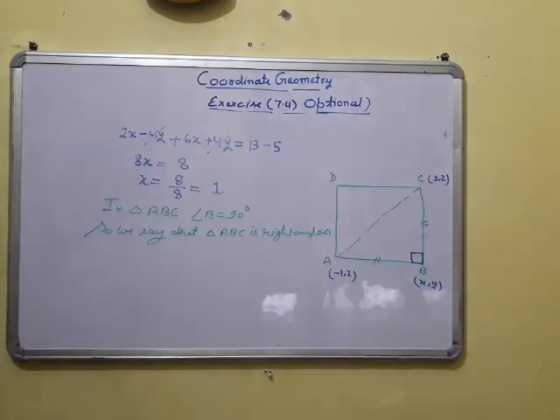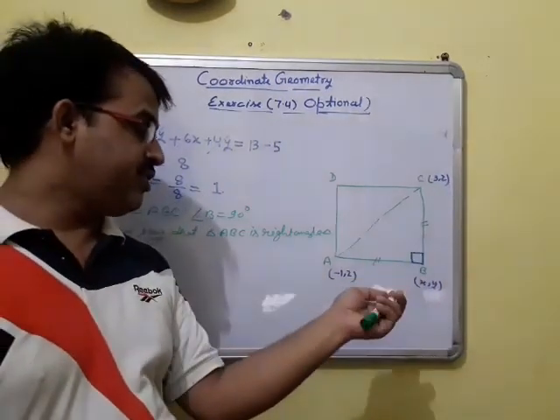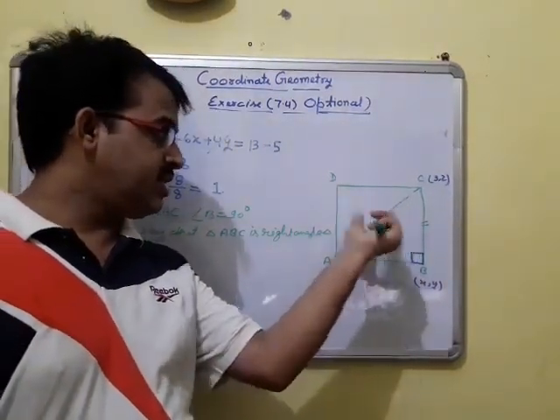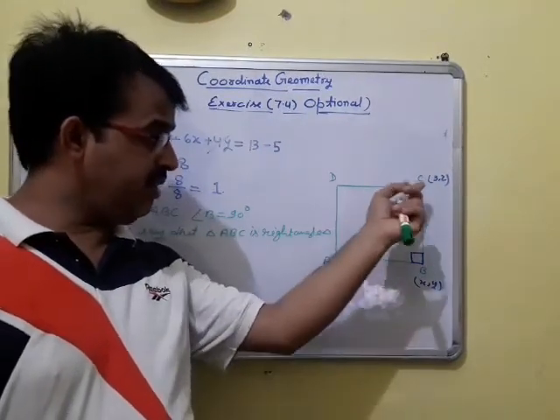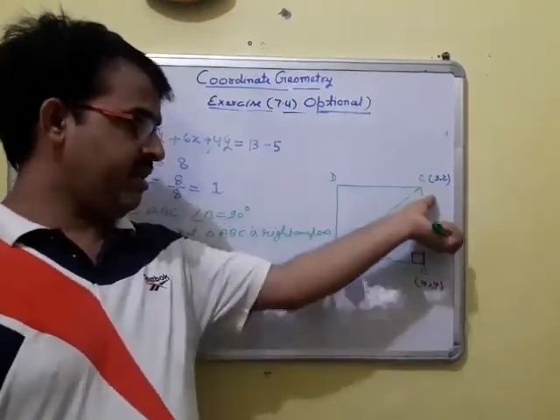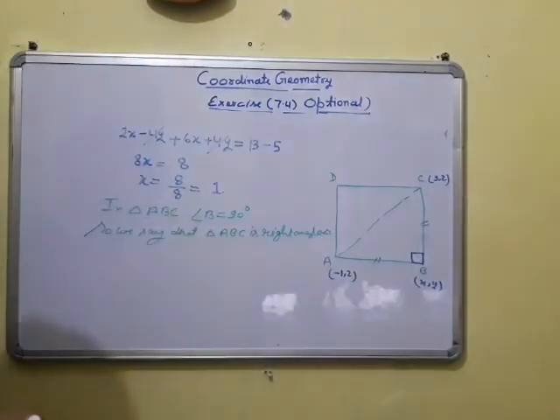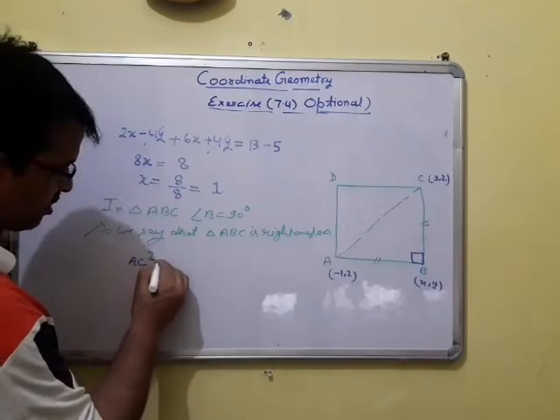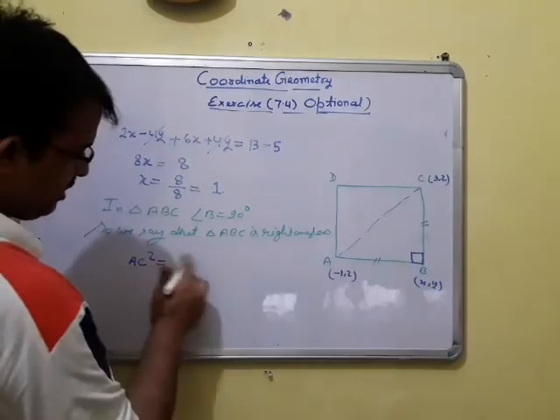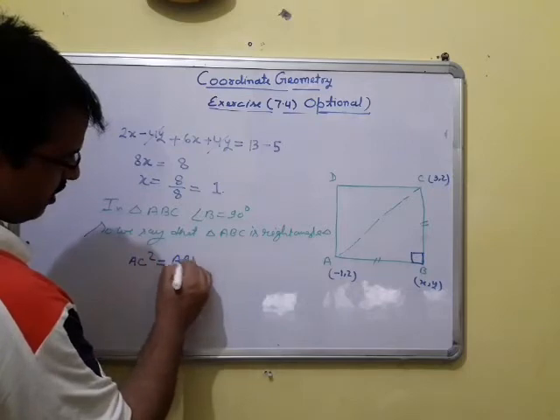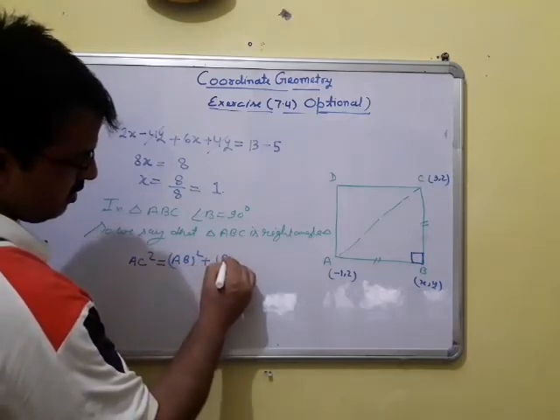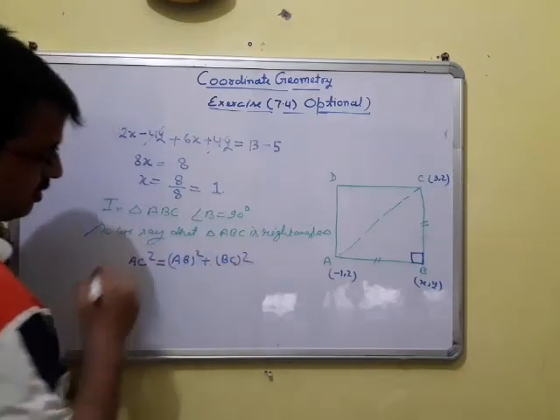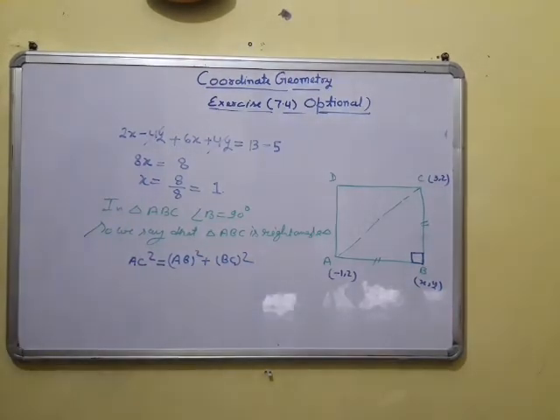So use here the Pythagoras theorem. What does the Pythagoras theorem say? The square made on the hypotenuse is equal to the sum of the squares made on the other two sides. So look, the square of AC is equal to the sum of the squares of the other two sides, AB² plus BC². Both are equal.